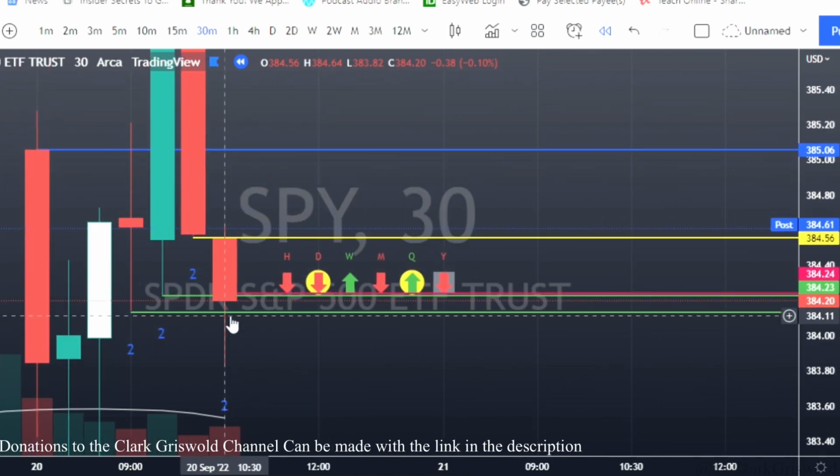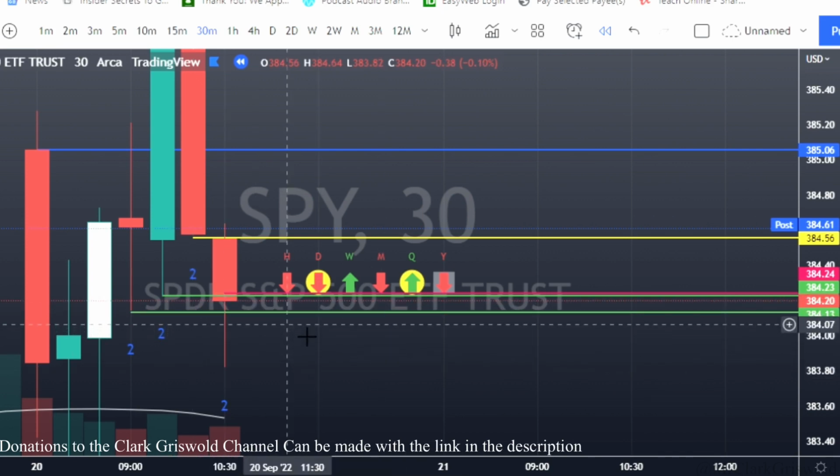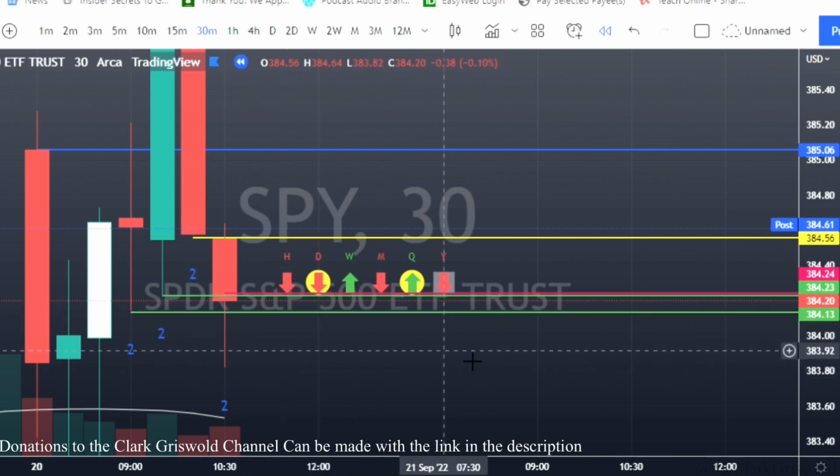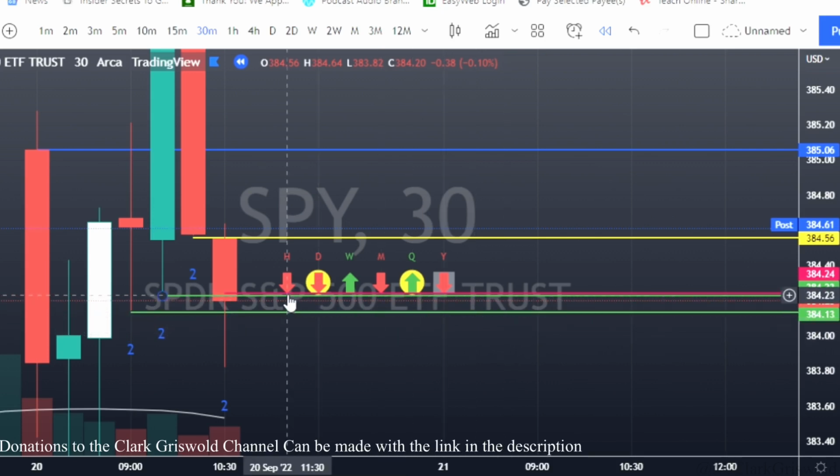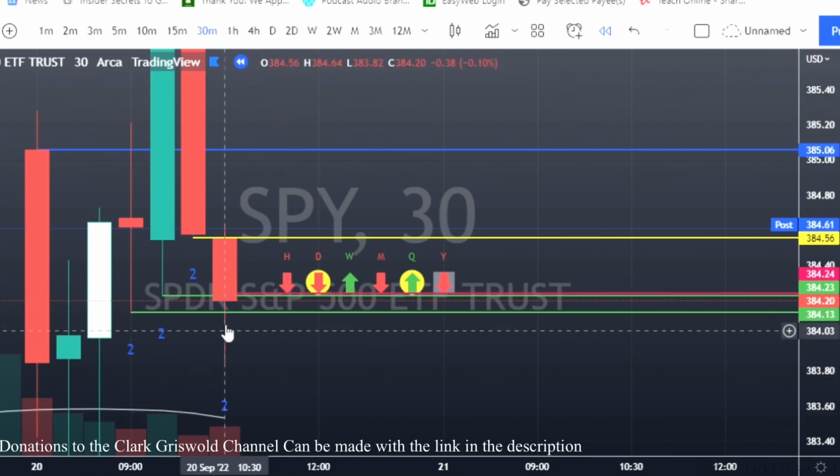Okay, so we came back through the first one. And like I said, because this is... What do we have here for a difference? It's 84.20. It's 10 cent difference. So I'm leaving it at that first target for sure. And then we'll see what happens if we come back through.